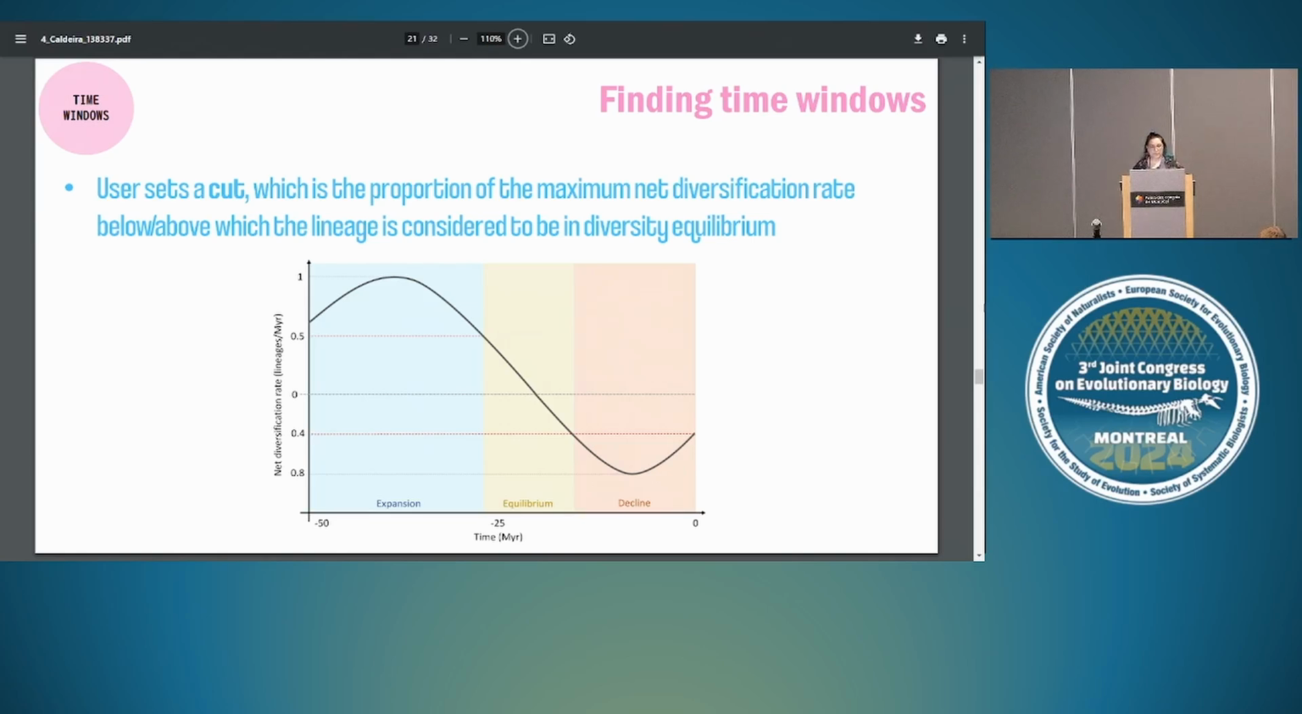So 0.5 times 1 is 0.5. 0.5 times minus 0.8 is minus 0.4. I don't know why the minuses are not showing there. Sorry. So everything between those two numbers, 0.5 and minus 0.4, is considered equilibrium. What's above 0.5 is expansion, below minus 0.4 is decline.